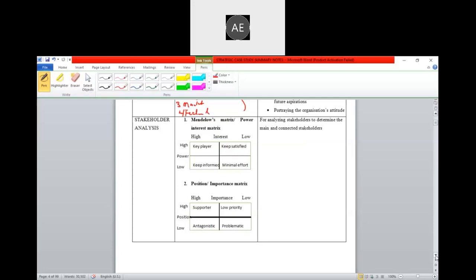So if we want to undertake stakeholders expectation analysis, then in effect, we want to know those stakeholders who have influence in the organization. And specifically, there are two models or frameworks that can be used to analyze the expectations of stakeholders in order to identify their influence. The first one is what? The Mendelow's matrix, also called the power interest matrix. And then we have the position importance matrix. Let's first take the Mendelow's matrix.